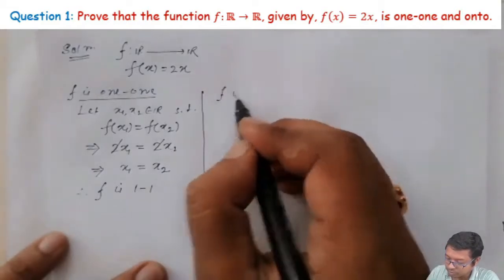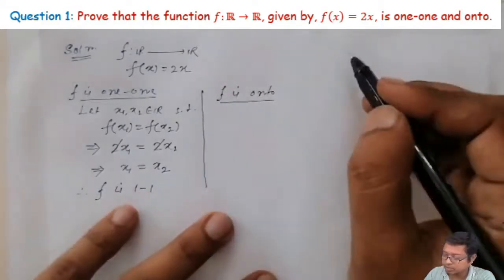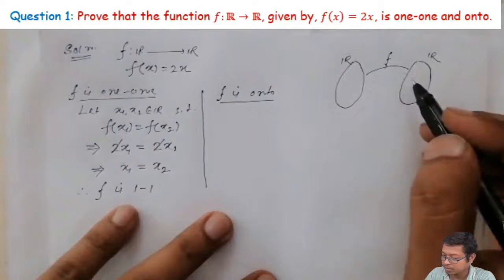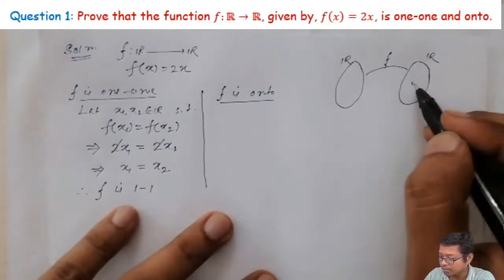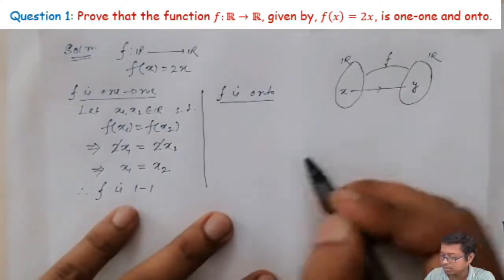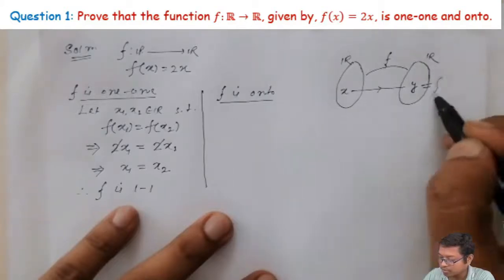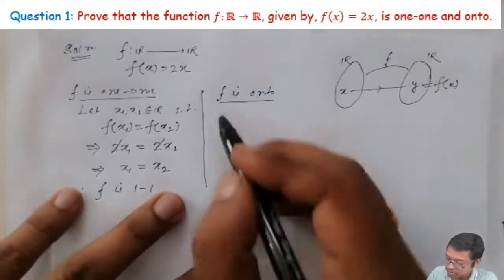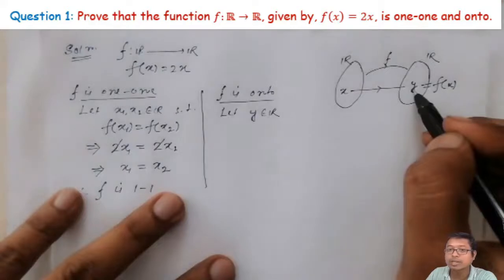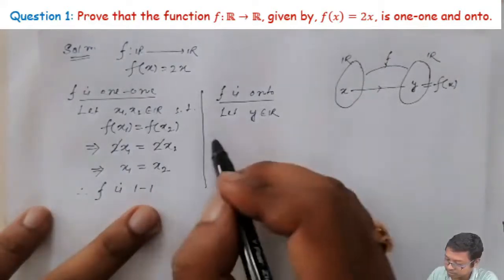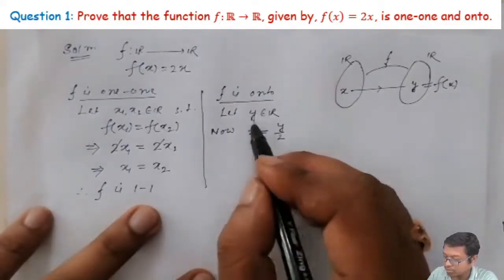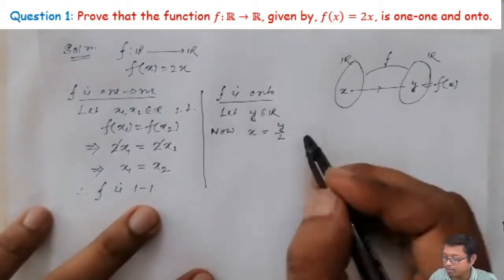Now we'll check that f is onto. This is the Venn diagram for this problem. For an onto function, we have to consider one arbitrary element here, and there must exist one element here such that y is equal to f of x. Let y belong to R, that means this one is arbitrary. Now let me consider x equal to y by 2. If y is a real number, y by 2 is also a real number.